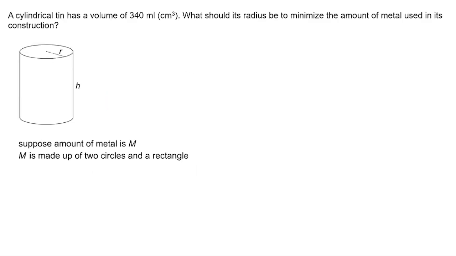Next up, we're going to look at a cylindrical tin. It's got a volume of 340 mils, that's 340 centimeters cubed. What should the radius be to minimize the amount of metal used?